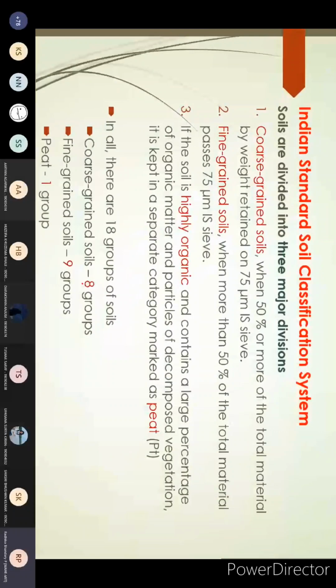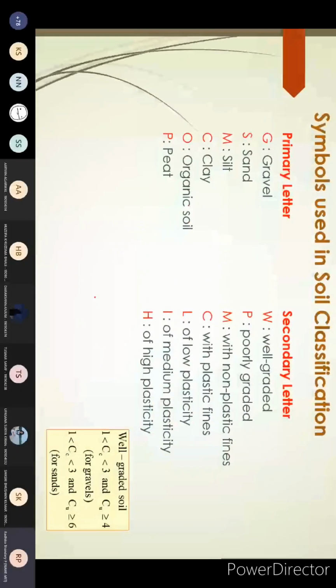What are the symbols we use? When we are classifying the soil, we use symbols to say whether it is gravel, whether it is sand, whether it has more clay particles or silt particles. Now, suppose we get coarse grained soil, it is gravel and sand, correct? And if it is fine grain, it will be silt and clay.